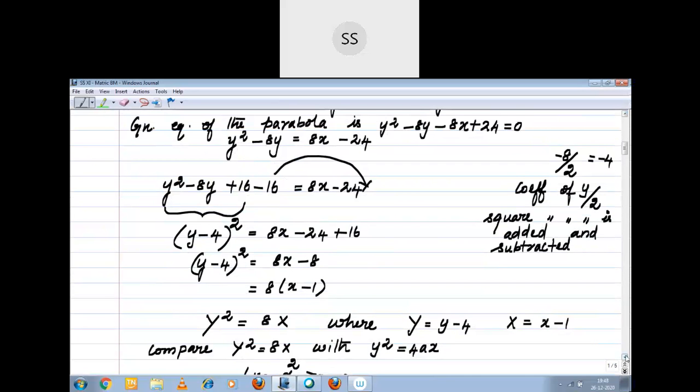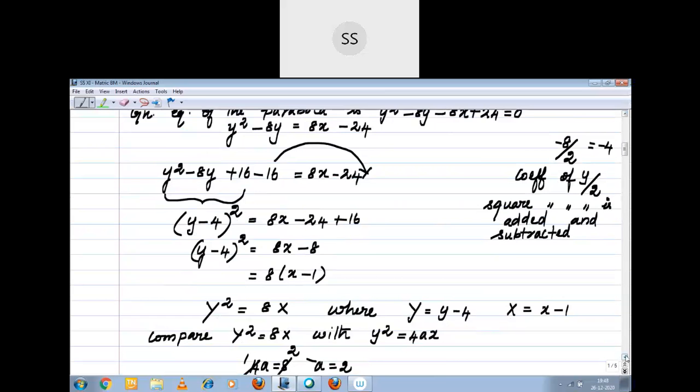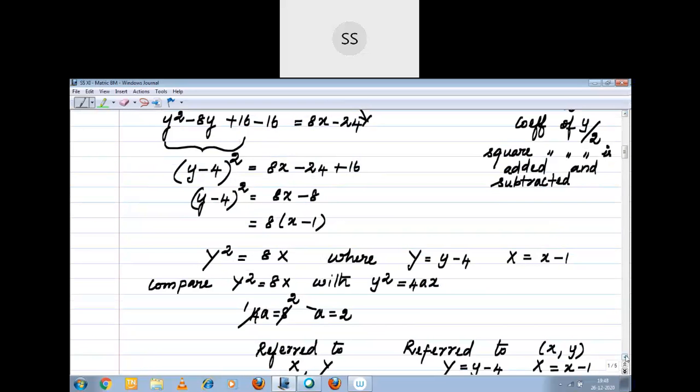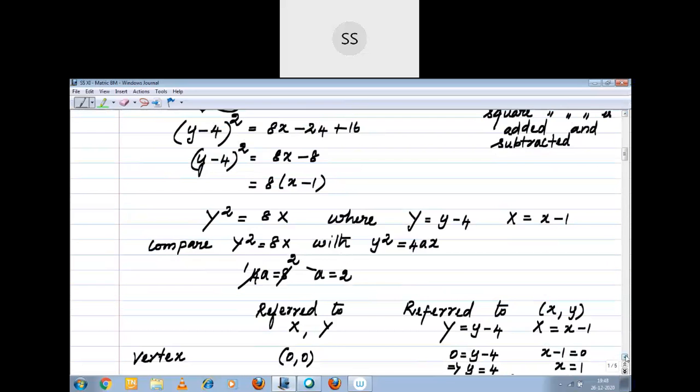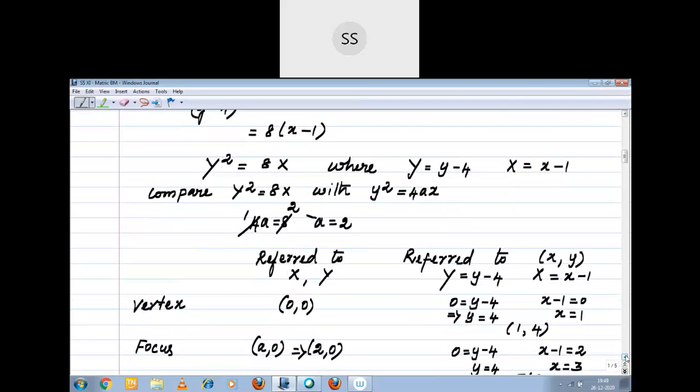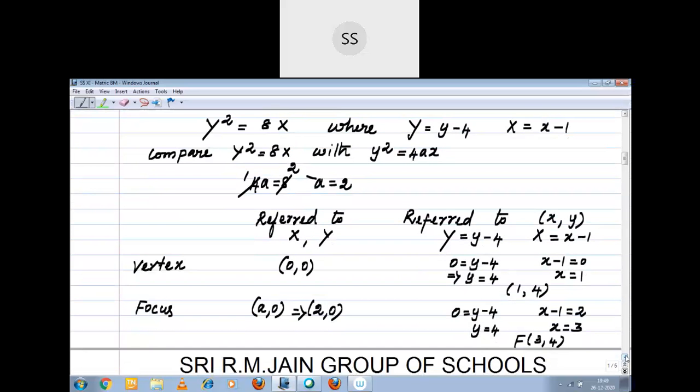You are converting the format into y square equal to 4ax. So y minus 4 should be replaced by capital Y, x minus 1 should be replaced by capital X. Then you compare with y square equal to 4ax where a equal to 2. Then you are referring with capital X, Y to the small x, y vertex 0, 0. The new vertex is 1, 4.